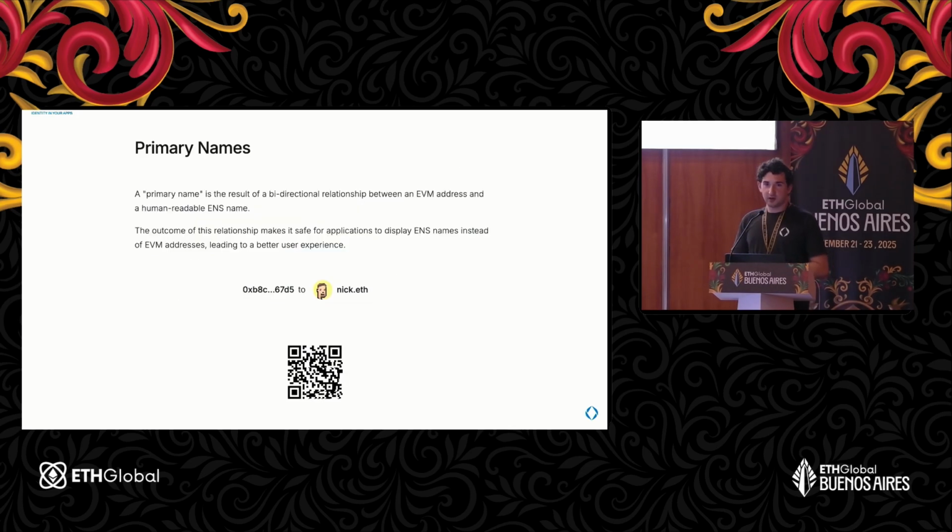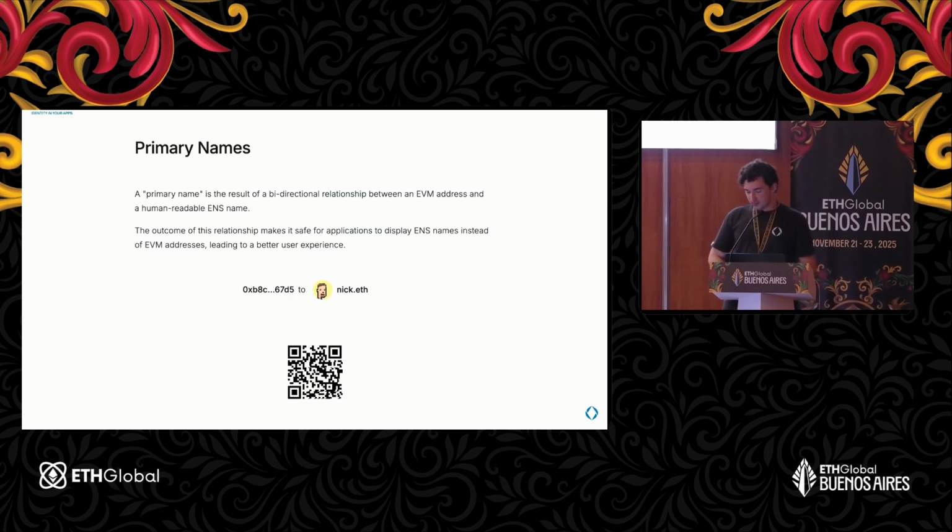Primary names are the concept that I talked about in the beginning, what makes ENS your portable Web3 profile. And this is a QR code that links to the page in our docs about it. It looks like somebody's scanning, so I will wait a second. Cool.